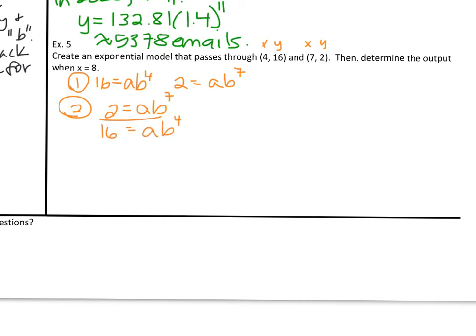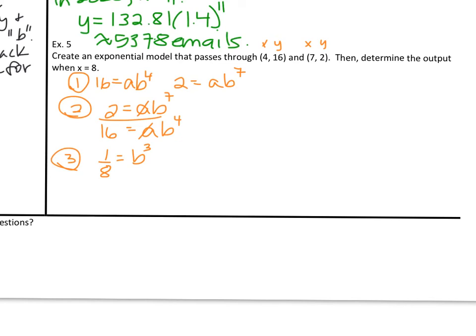Well, 2 over 16 reduces to 1/8. Again, the a's cancel. Oops, sorry, this is step 3. In the b values, if we take b to the 7th divided by b to the 4th, 7 minus 4 would be b cubed. So now we have a little bit of extra work to figure out what b equals.